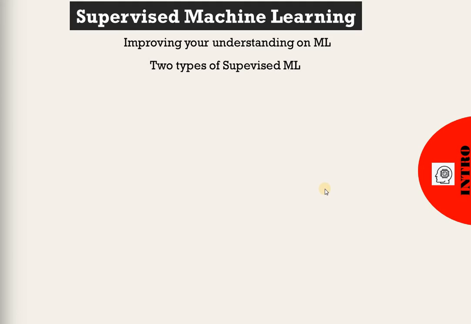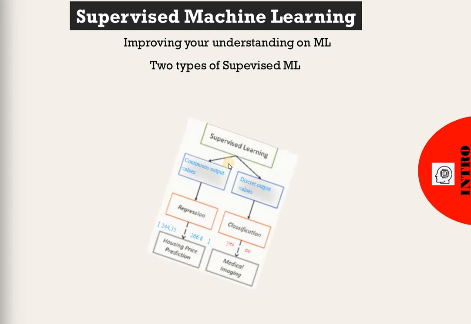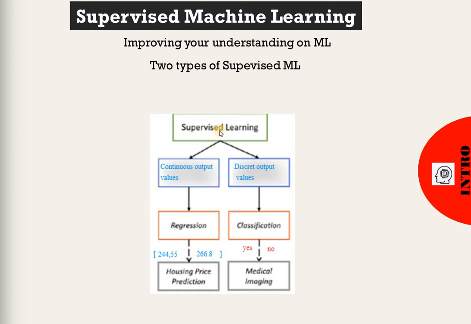Welcome to the Supervised Machine Learning tutorial. In this tutorial, we are going to improve our understanding of machine learning. Previously, we talked about supervised machine learning, which is when you have access to the inputs and the corresponding outputs inside your data. There are two types of supervised machine learning. As you can see here, supervised machine learning is divided in two: classification and regression.